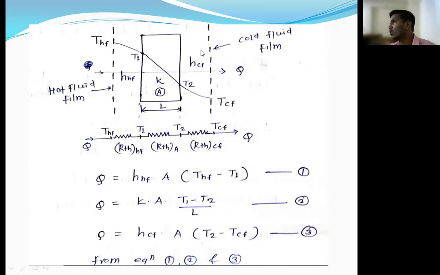And similarly for the cold fluid there is a convection, so we have to write down the equation of the convection. So Q is equal to what? Heat transfer coefficient काय आहे cold fluid साठी HCF आहे. So H into A into temperature difference. So what is the temperature difference for the cold fluid? That is T2 minus TCF. Okay, so T2 minus TCF. So write down these three equations, equation 1, equation 2 and equation 3. Okay, so equation 1 is related to the convection, equation 2 is related to the conduction, and equation 3 is related to the convection. समजले का बघा सगळ्यांना?